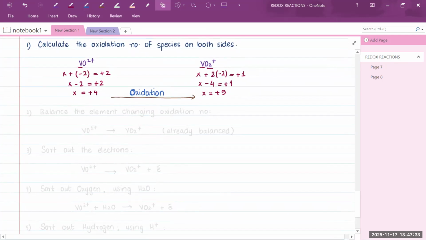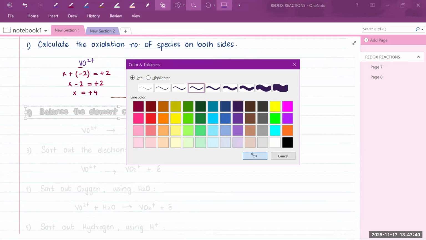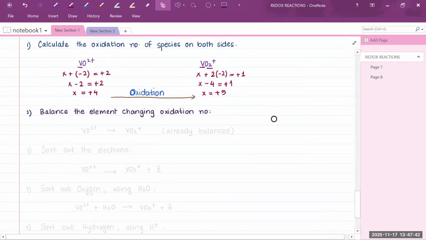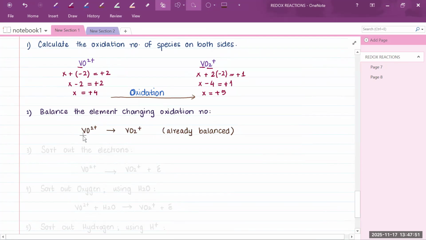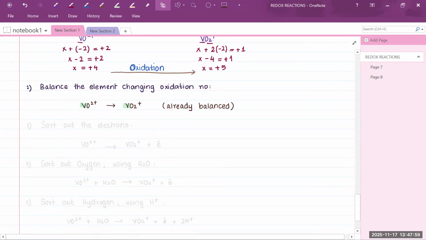Next step will be to balance the element changing the oxidation number. Now we just calculated the change in oxidation number is of vanadium, and we have one vanadium on the reactant side. We can see one vanadium on the product side. So that means it is already balanced in this one. That may not be the case in every equation that you get.